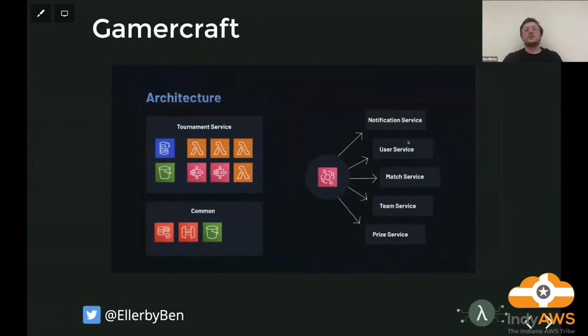If we look at what the architecture looks like, an example service like the tournament service is composed of a number of Lambda functions, Step Functions, DynamoDB and S3. There's some shared resources like Cognito and API Gateway across some of the microservices, and then Amazon Event Bridge, which provides you with an event bus to send events between different services, will then allow us to route events between the other microservices of the architecture: the notification service, user service, match service, team service, and prize service.